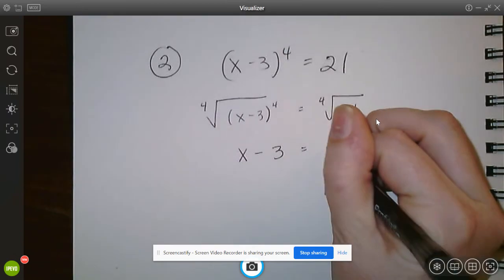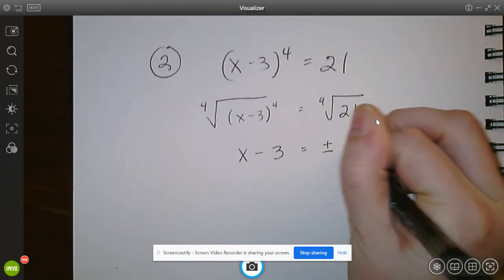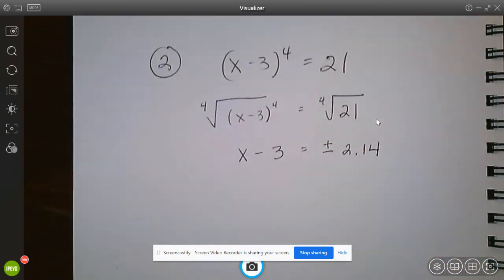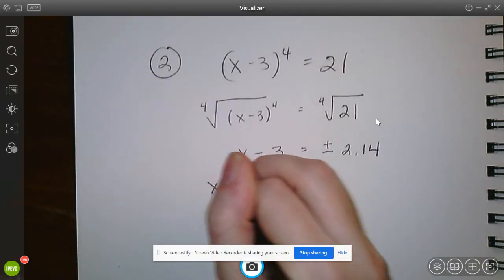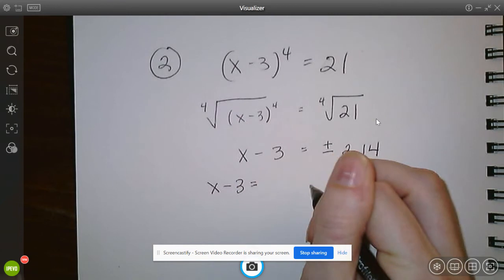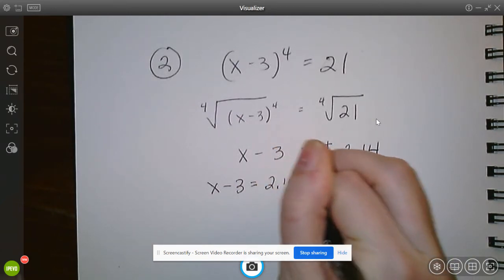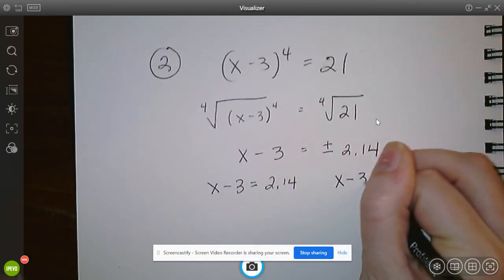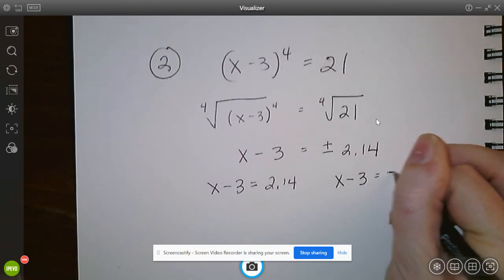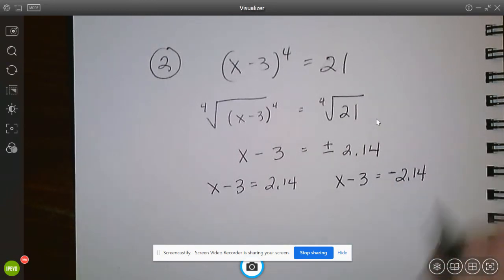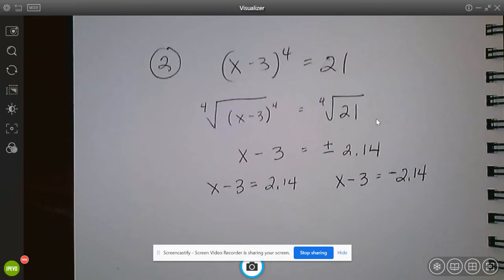That this actually gives you a positive and a negative answer. It gives you a positive and a negative answer. That means I actually have to solve really 2 different equations, and I'm going to get 2 different answers. So just like before when we were doing square roots, and remember we broke it into a positive version and a negative version of it. So here's my positive, you don't have to have the sign, and here is my negative version. And then I'm going to solve each of these.